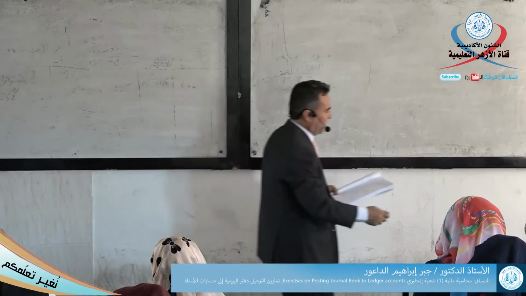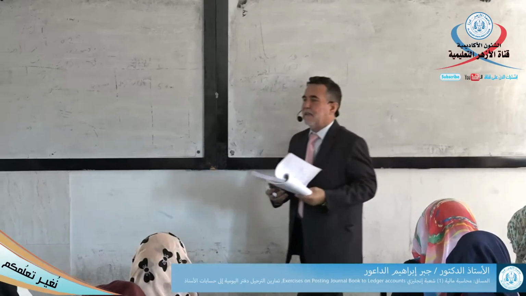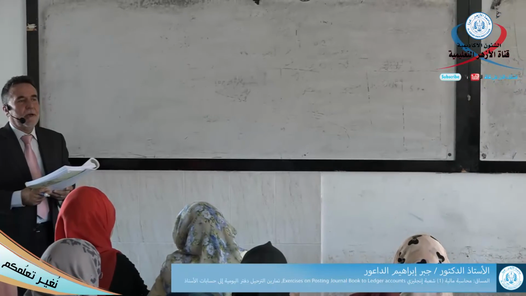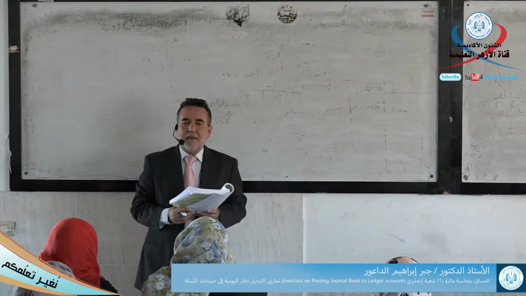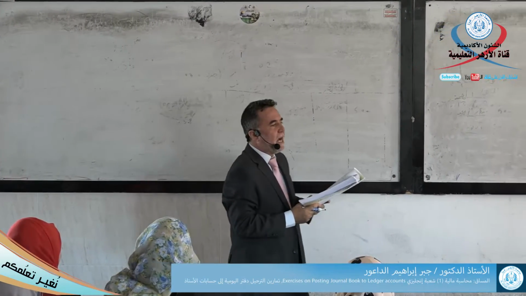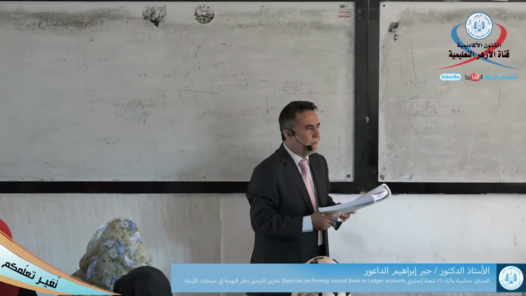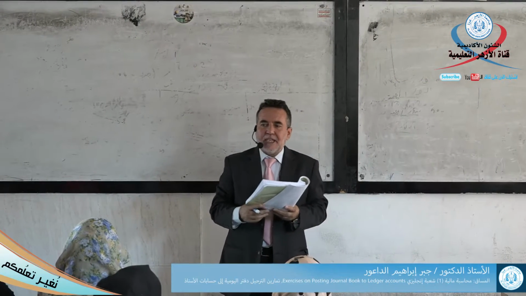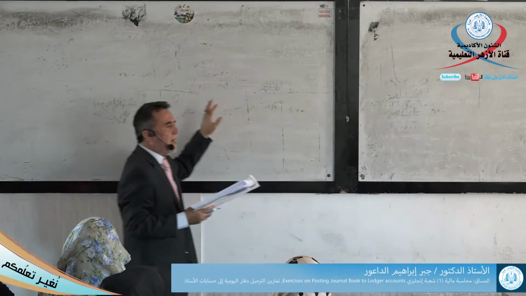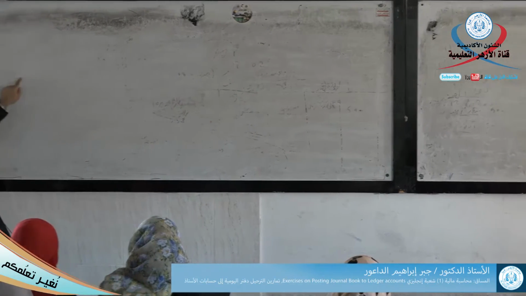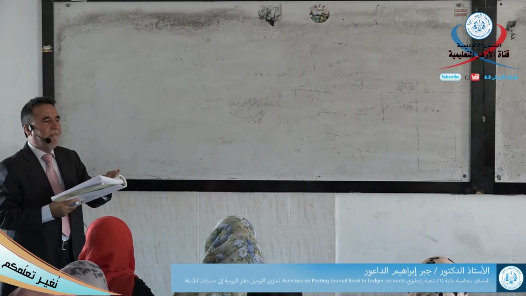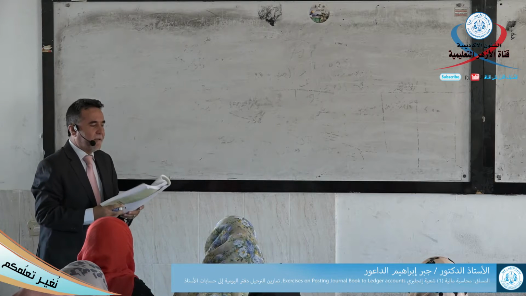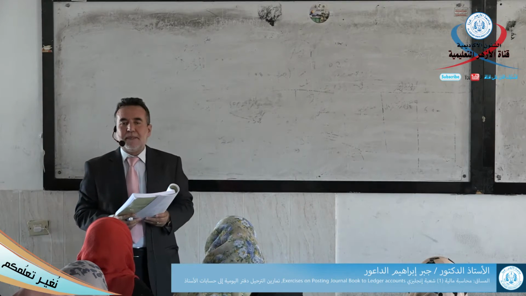So, to post or transfer the transaction from journal book to ledger account, we need to open a special account for any item. For any account in journal book, it will be prepared another or special ledger account. So, first entry here, cash to capital.